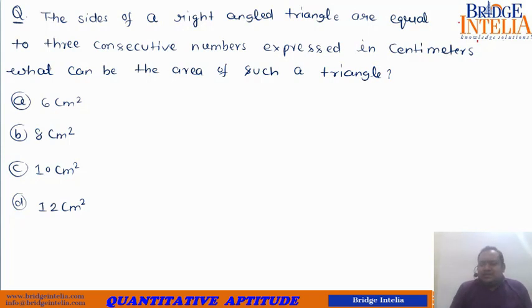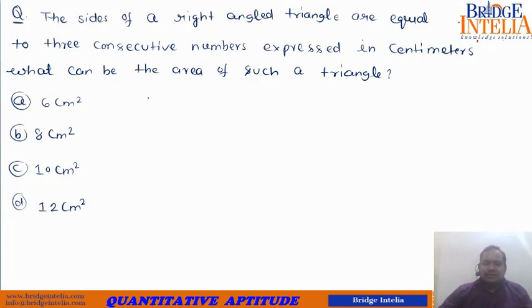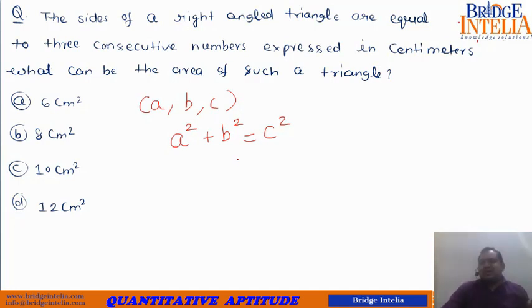Please remember this fact, the only 3 consecutive natural numbers which are a Pythagorean triplet. What do you mean by Pythagorean triplet? 3 numbers A, B, C are said to be a Pythagorean triplet if they satisfy this condition, a square plus b square is equal to c square, or in other words, if they are the sides of a right angle triangle, then they are known as a Pythagorean triplet. The only triplet consisting of three consecutive numbers is this, 3, 4, 5. You must remember this fact.